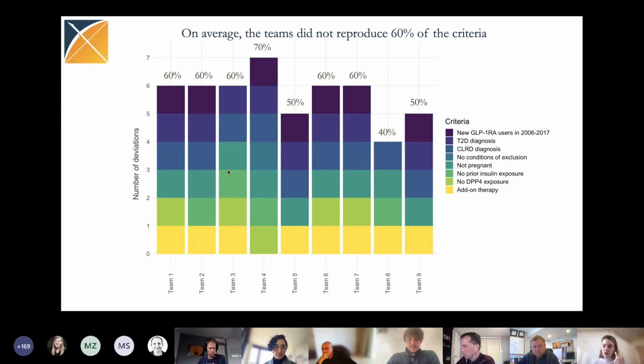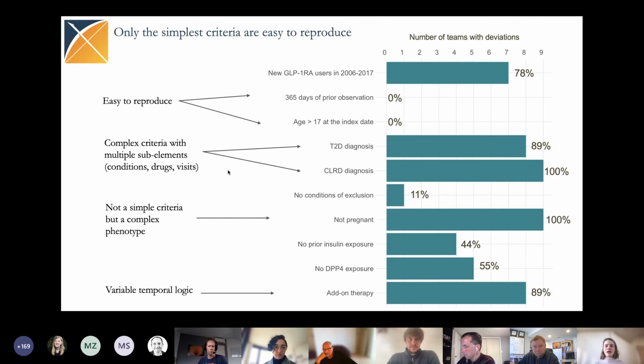If we look at the very specific criteria to see if there are any patterns, maybe we would see that there are specific criteria that were easy to get. This very first line, easy to reproduce, points to two criteria: 365 days of prior observation and age more than 17 at the index date. All of the teams got it right. So there were 0 deviations from the master implementation.